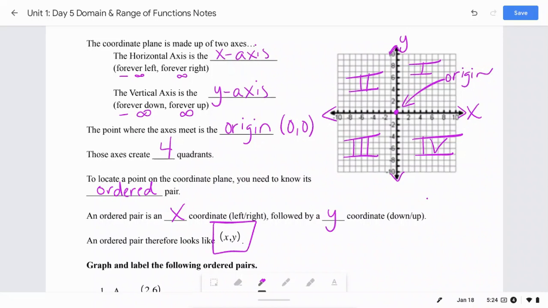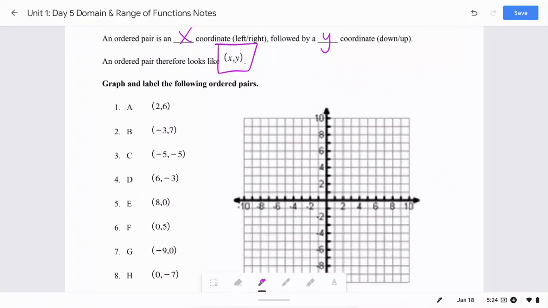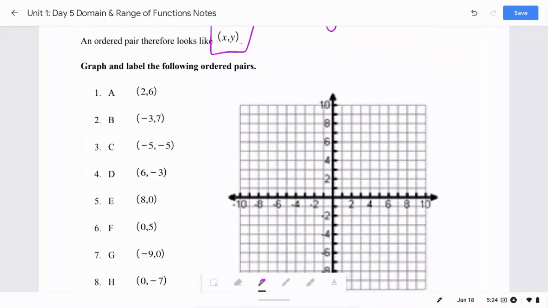So an ordered pair, therefore, looks like x, comma, y. So we're going to practice just plotting some ordered pairs on a graph. The first point we're going to plot is at 2, 6, and we're going to label that as point A. So first we're going to look at the x-axis, and we're going to find positive 2. And then we're going to look at the y-axis, and we're going to find positive 6, and we're going to look for where those two things meet. They meet at this point, which would be 2, 6. So I'm just going to put a point there, and I'm going to label that as point A.